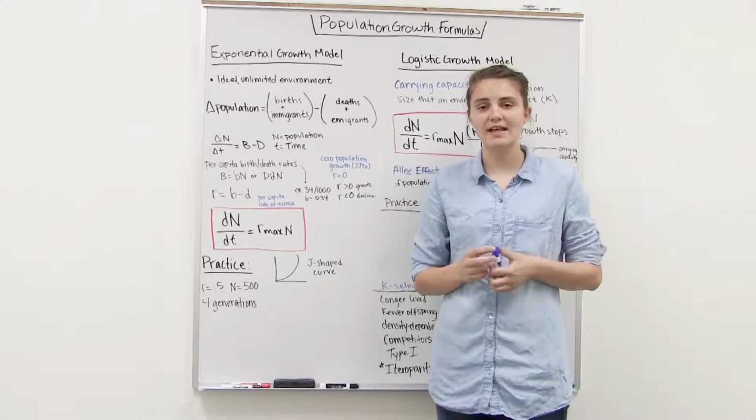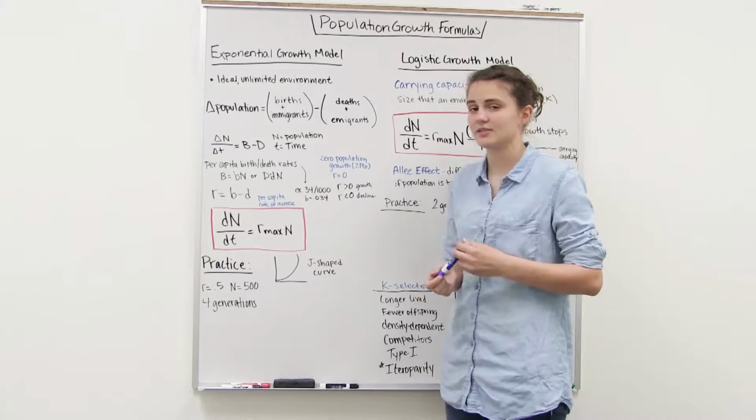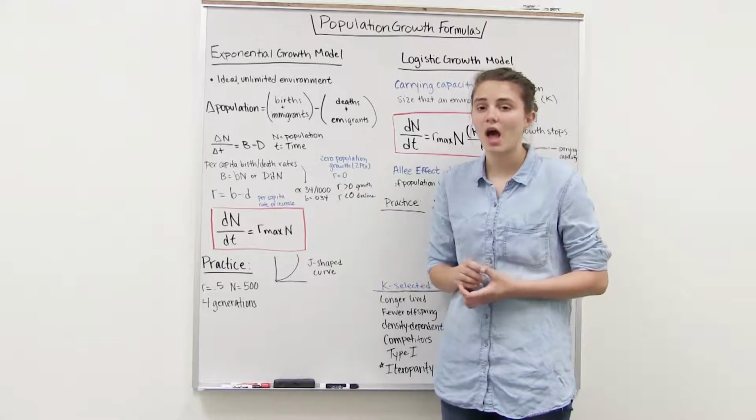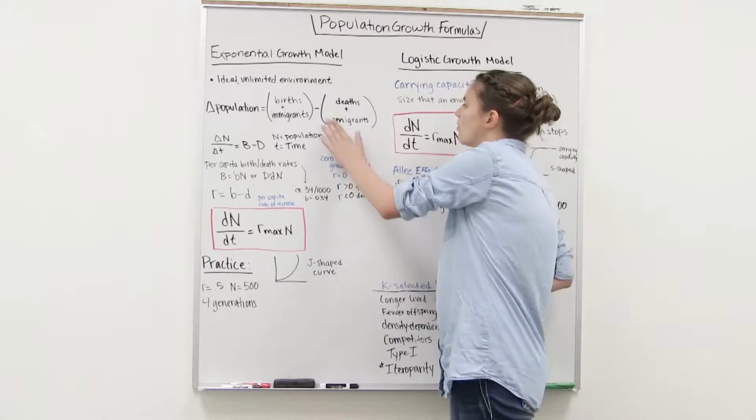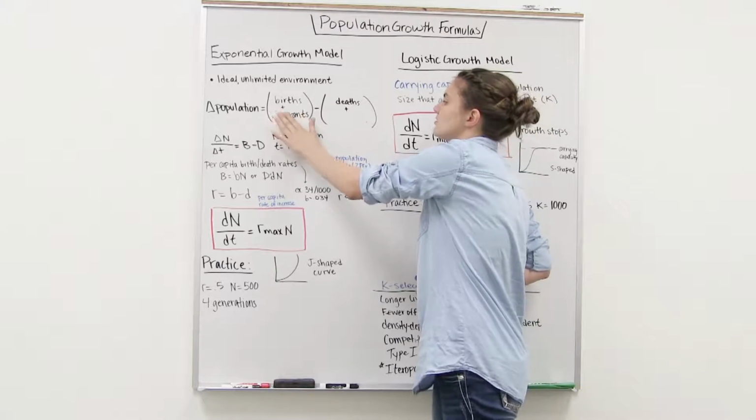But for the sake of this class, we're not really going to be dealing with immigrants and emigrants. It would give us a more complete model of this growth, but it's a little bit more complicated, so we're going to not deal with those.